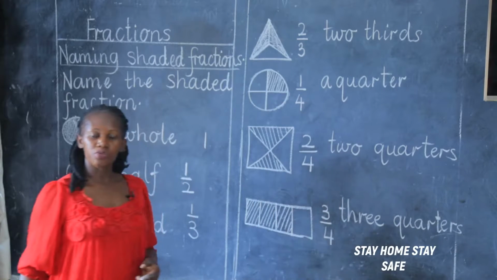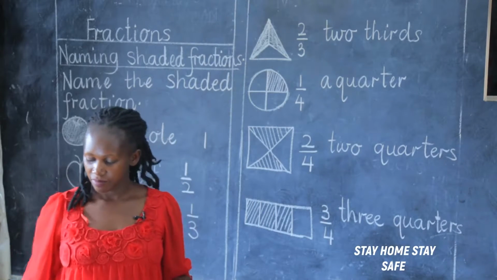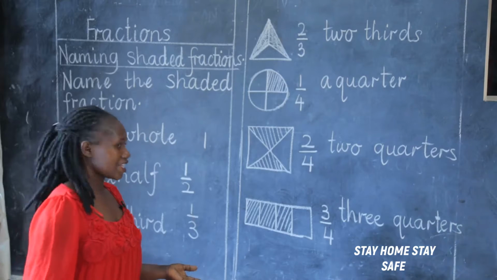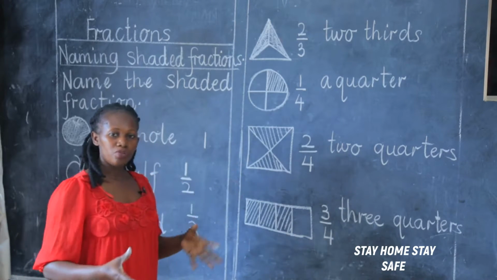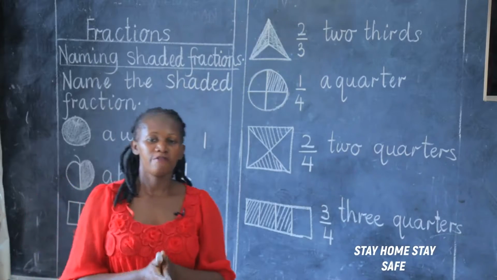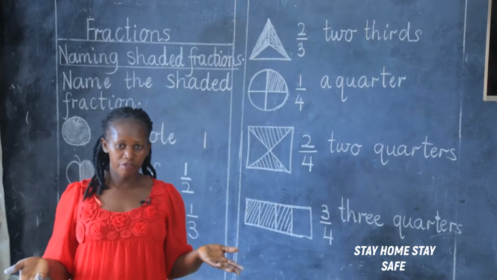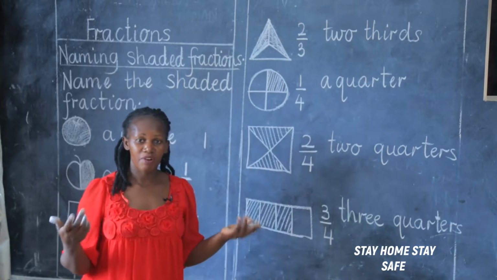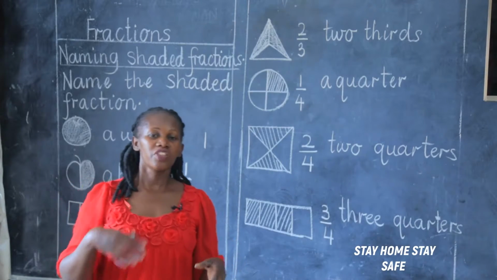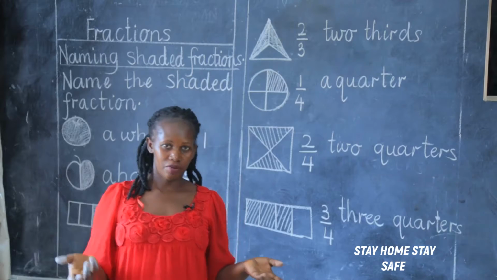Have you learned how to name the shaded fraction? It's as simple as that. You only count the parts which are shaded out of the number of parts that you have formed, or out of the number of parts that you can see. Just count the number of parts which are shaded out of the number of parts that are there, okay?